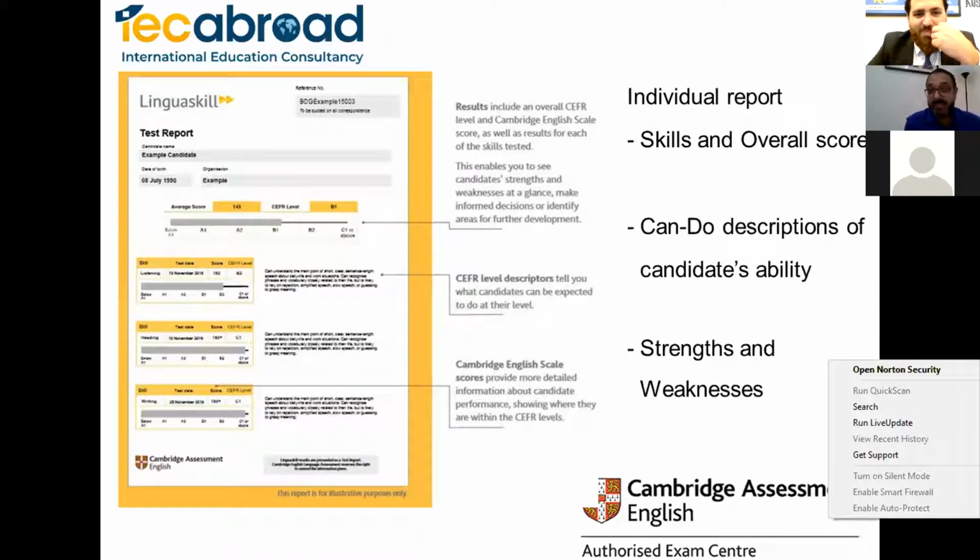In-depth reporting is a very important part. As you can see, it is an individual report for one candidate. He or she can see which level needs to be improved, how they can improve, and what their strengths and weaknesses are. It is an individual report.